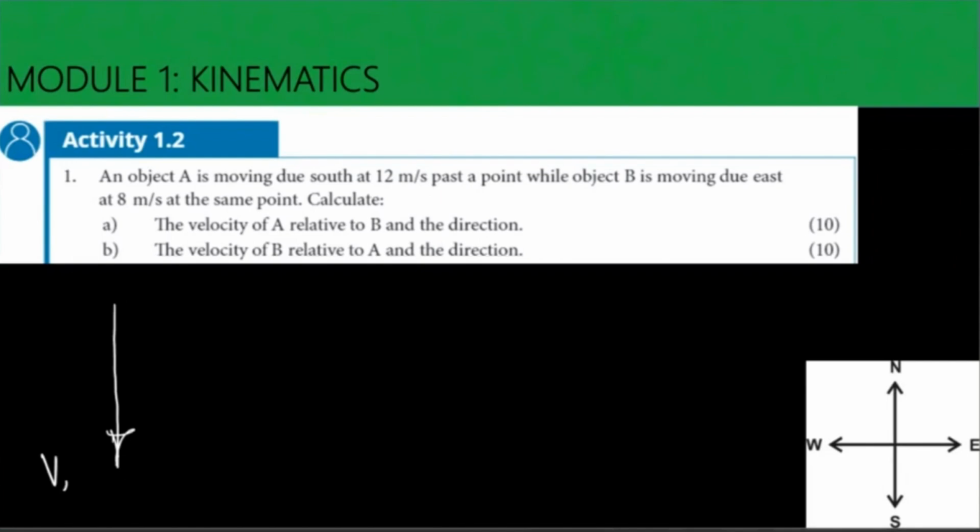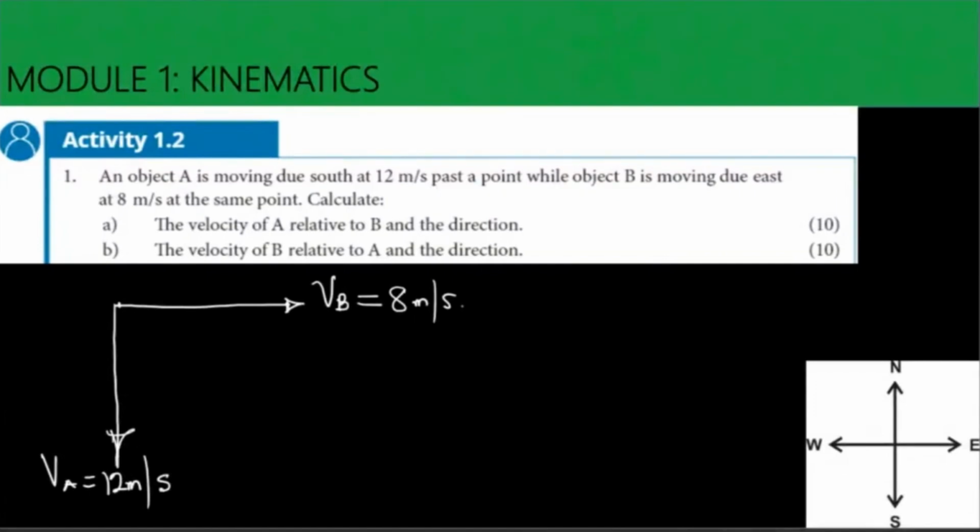12 meters per second. They said it passed a point while object B is moving due east. So east. Now you see how their direction is not parallel. So the velocity of B is in the eastern direction at 8 meters per second. This is just a simple question to explain the concept.